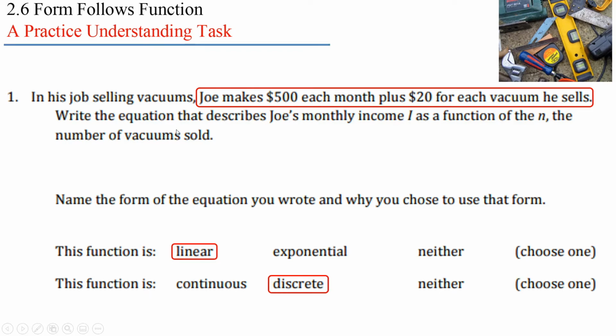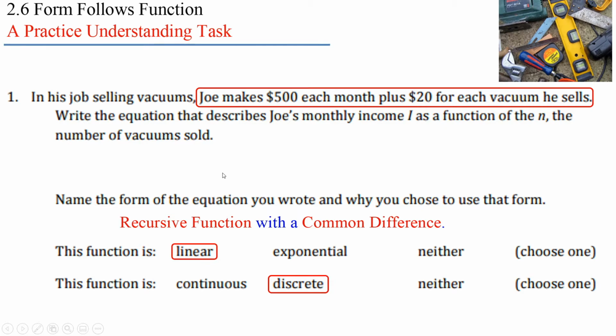All right, so name the form of the equation you wrote and why you chose to use that form. Well, if I'm discrete, I'm going to do a recursive formula with a common difference. So a recursive function with a common difference of 20, since I'm adding 20 for every vacuum sold. So let's do a recursive formula, and let's go ahead and use the variables they would like us to use.